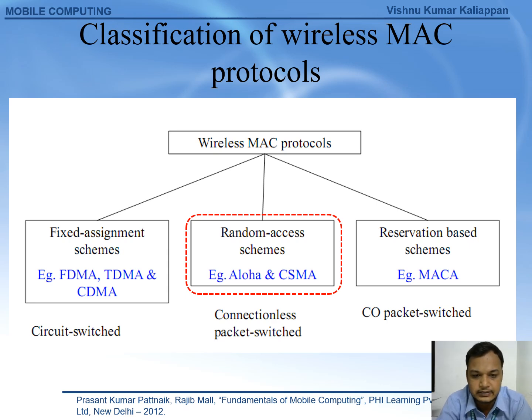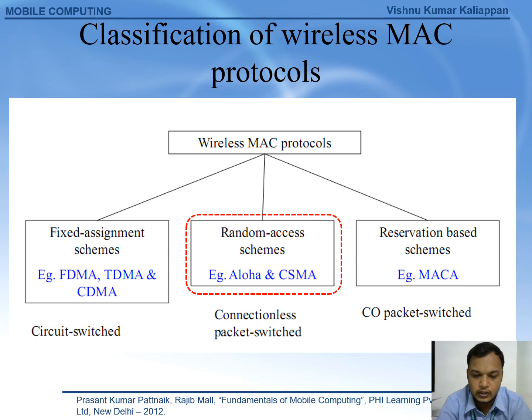Next one is the random access scheme that consists of Aloha and CSMA. This random access scheme comes under the connectionless packet switched network. The third one is the reservation based scheme that considers the MESA protocol, that is the connection-oriented packet switched protocol. About the fixed assignment scheme, we have discussed in the previous video. In today's presentation, we are going to discuss the random access scheme, particularly CSMA, that is carrier sense multiple access.